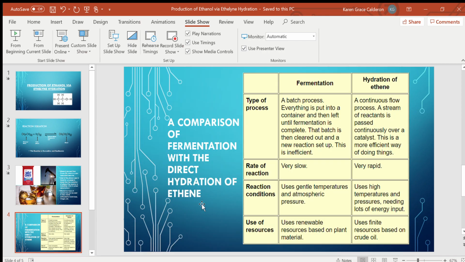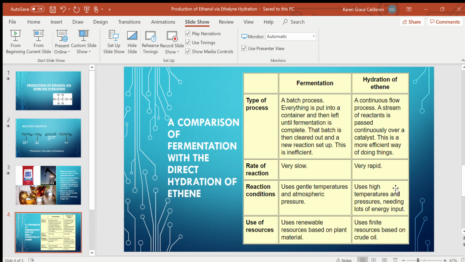Now this next slide right here, I found it to be helpful. My main topic is the hydration of ethene to produce ethanol, but since I found this chart, it's actually a great way of comparing fermentation or dehydration with the hydration of ethene. So two completely different processes that are reversible. Now, one thing about hydration of ethene compared to fermentation is it's a continuous flow. So it is a more efficient way of creating ethanol. The only downside is the resource that is used, which is going to be the crude oil.